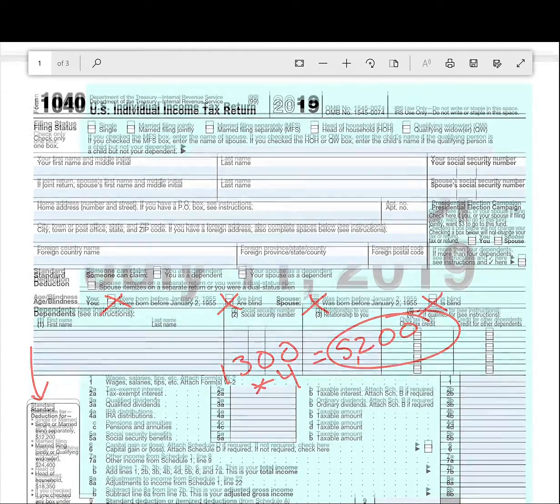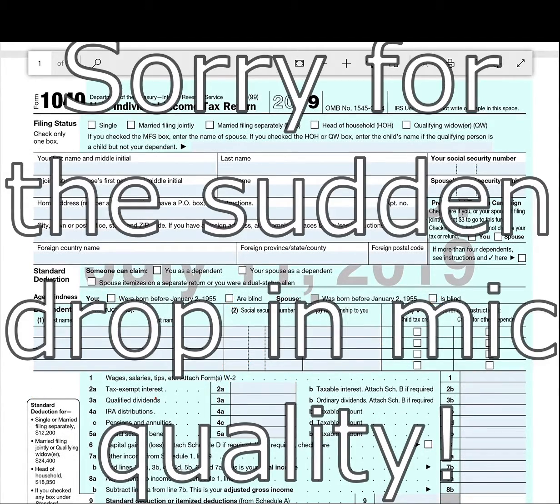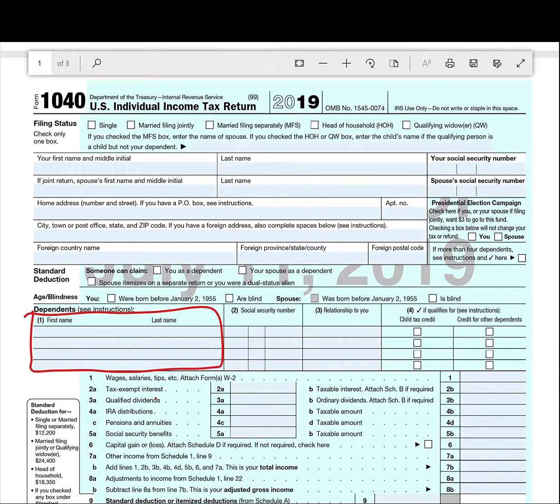Now, in the next section, you can enter the information for up to 4 dependents. This includes their first and last name, their social security number, their relationship to you, such as a son, daughter, niece, nephew, or parent, for example. And then over here, you can check these boxes for the child tax credit or the credit for other dependents.